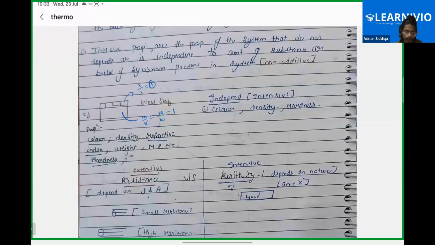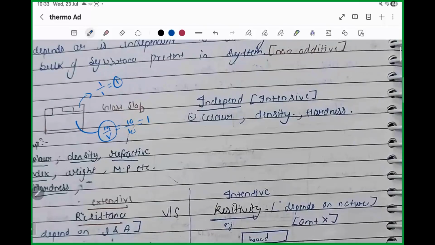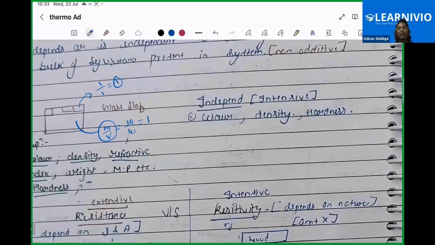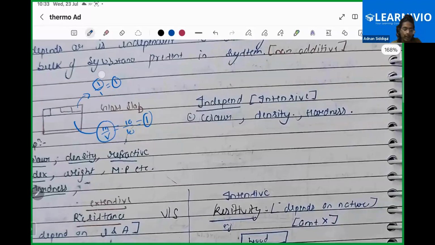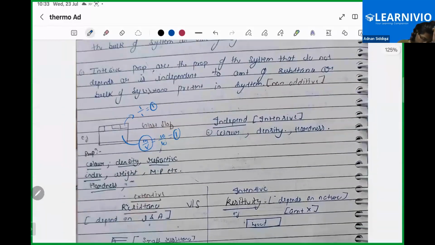Why? Because density is basically mass per unit volume. If you are talking about the whole glass slab, this is just a hypothetical value: if the mass of your whole glass slab is 10 and the volume is 10, then the density is 1. But if you take a small piece out of it, it would acquire a specific mass and volume so that the density again comes out as 1. Suppose now the mass is 1, then the volume will also be 1. So again the density is going to be the same no matter if you take the whole piece or a small piece. Is it making sense? It does.